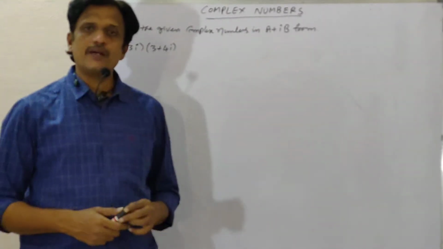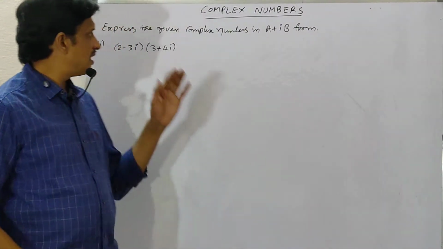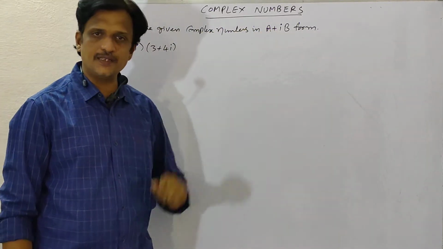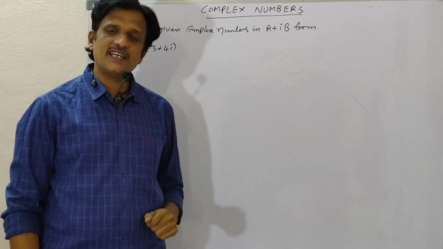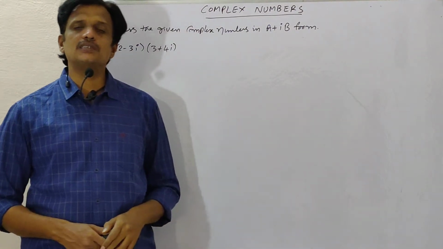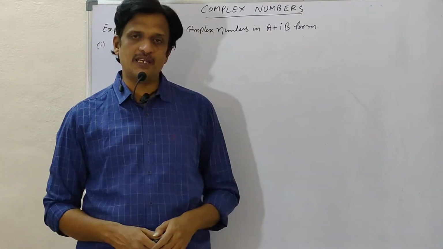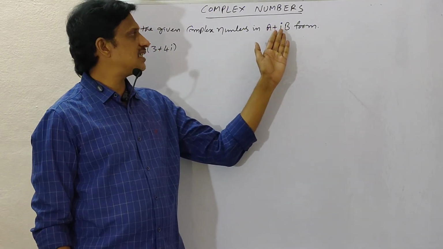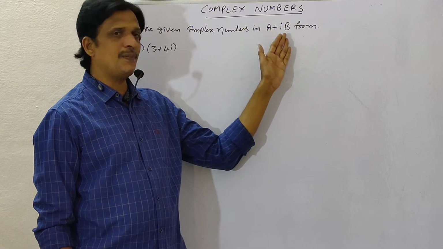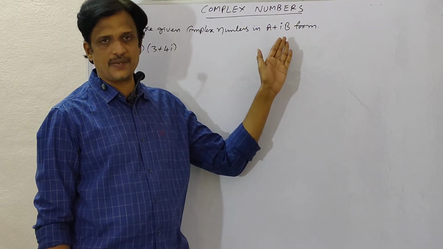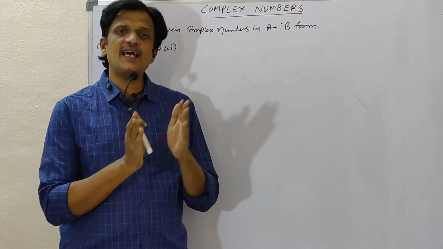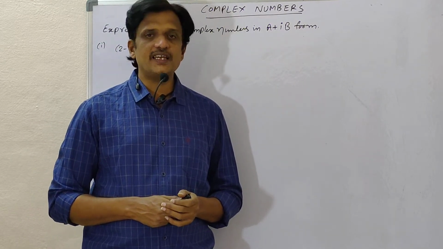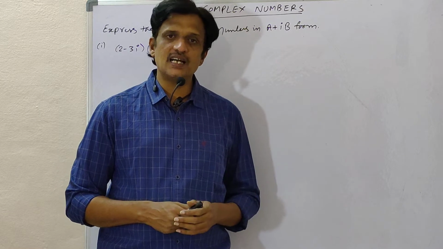Now the next topic from complex numbers is to express the given complex numbers in the form of a plus ib. A plus ib form means a is the real part plus i into b, where b is the imaginary part. So separate the real and imaginary parts of the given complex numbers, and then you will get the required form, which is a plus ib.